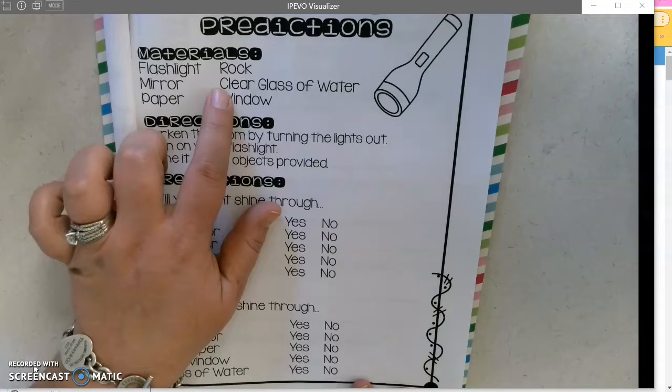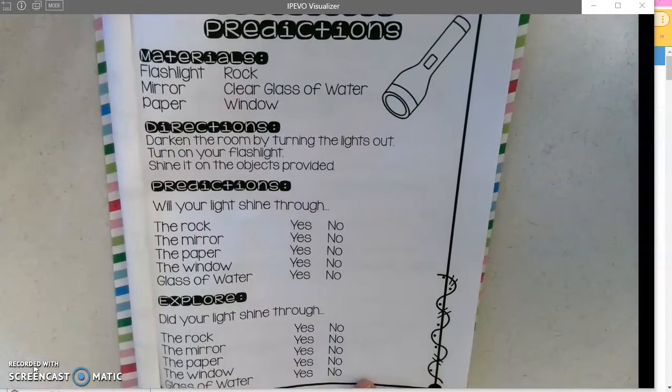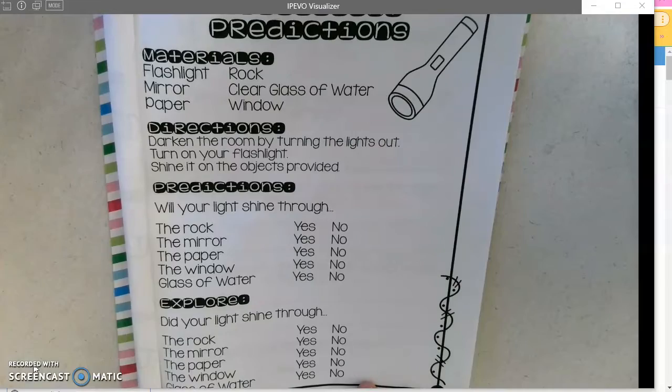A clear glass of water and a window. And the clear glass of water, it's okay if there is an image on the cup. You just want to make sure that the cup is mostly clear so that you can see through it.